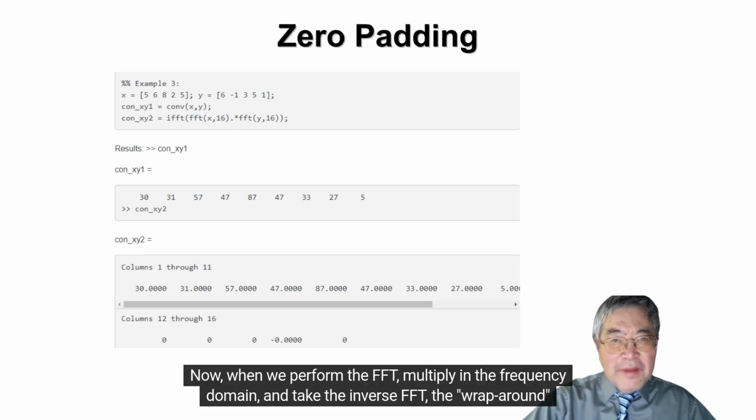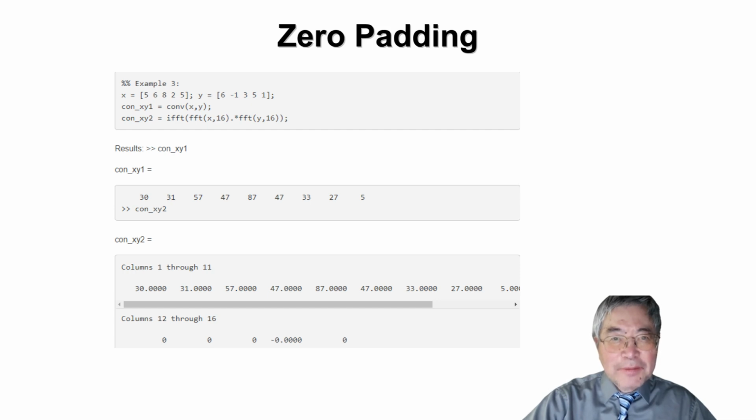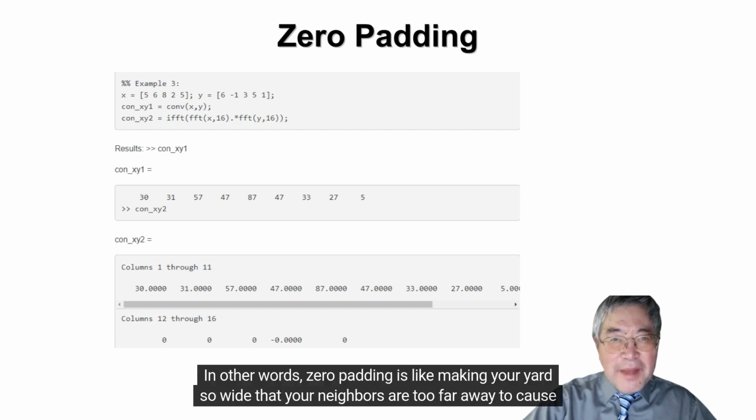Now, when we perform the FFT, multiply in the frequency domain, and take the inverse FFT, the wraparound region is all zeros, so the result matches the direct linear convolution exactly. In other words, zero padding is like making your yard so wide that your neighbors are too far away to cause any trouble.